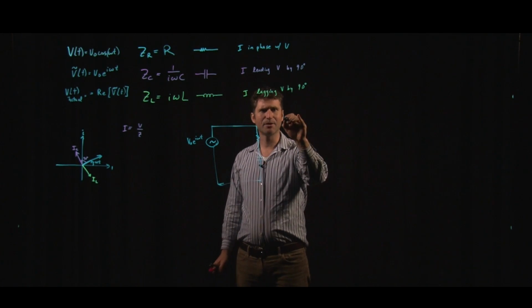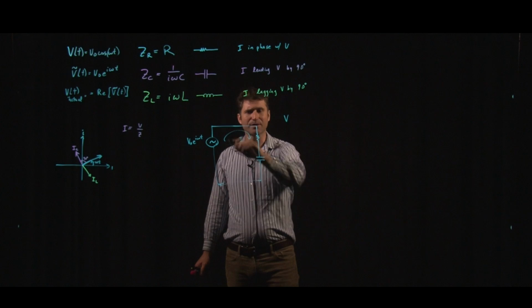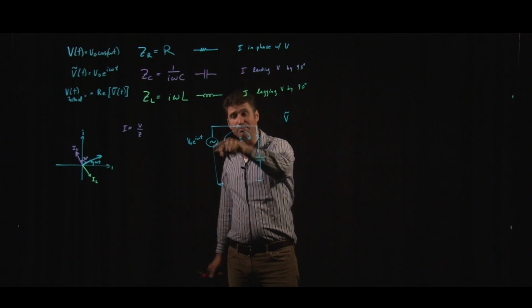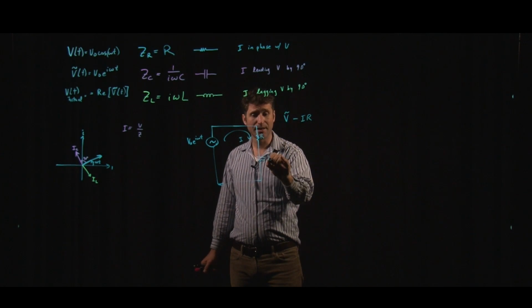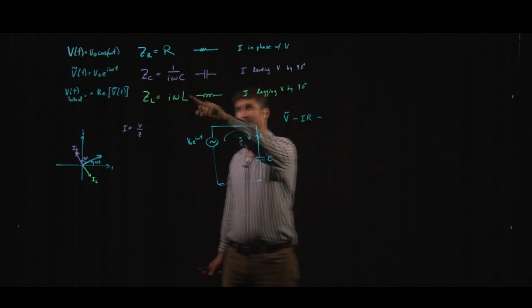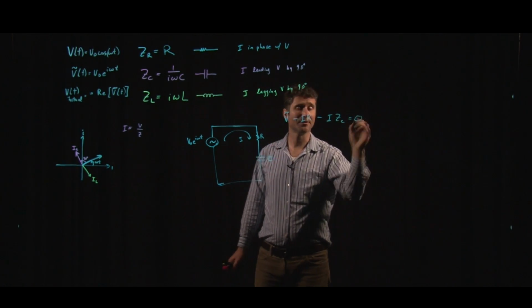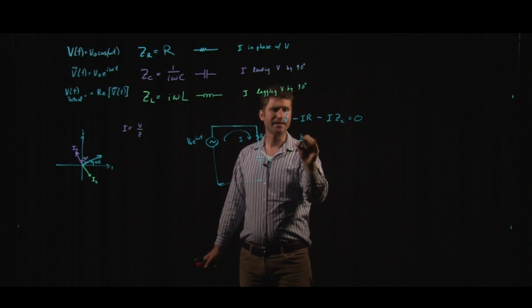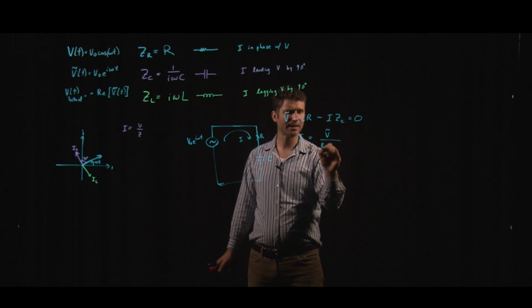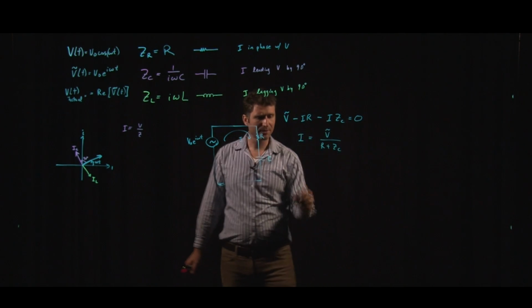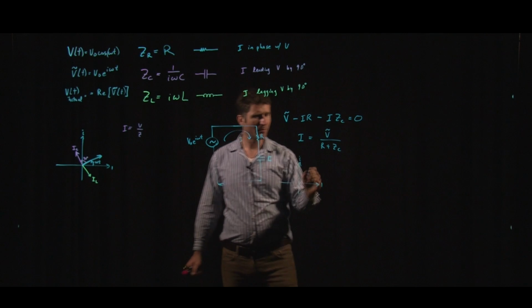To analyze this, I'm going to again do my Kirchhoff's voltage loop, where I go around a complete loop around this circuit, getting a voltage boost here, getting a voltage drop across the resistor, and getting another voltage drop across the capacitor, where I'm going to be using this ZC. So I'm going to say just minus I times ZC equals 0. I'm just writing that down. Again, I can then solve for the current, which is equal to V tilde divided by R plus ZC.